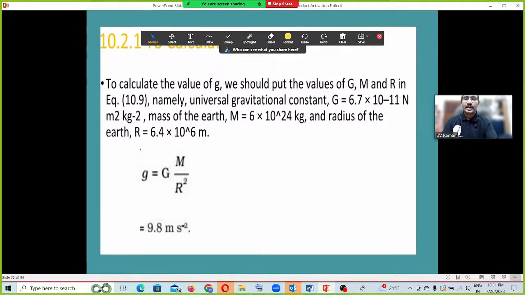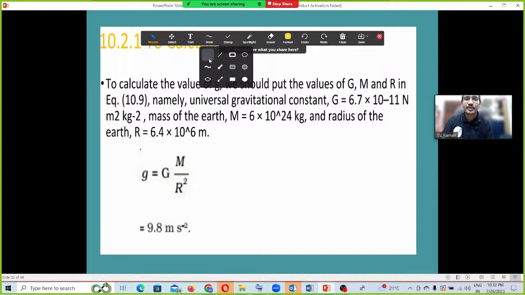So there is a very important question. Calculate the value of small g when we put the values of G, M and R. The value of G is 6.7 × 10^-11 N m²/kg², the mass of earth is 6 × 10^24 kg, and the radius of earth is 6.4 × 10^6 m. So what is the gravitational force on the earth? If you know any planet's mass as well as its radius, we can calculate the gravitational force on the planet using the formula.